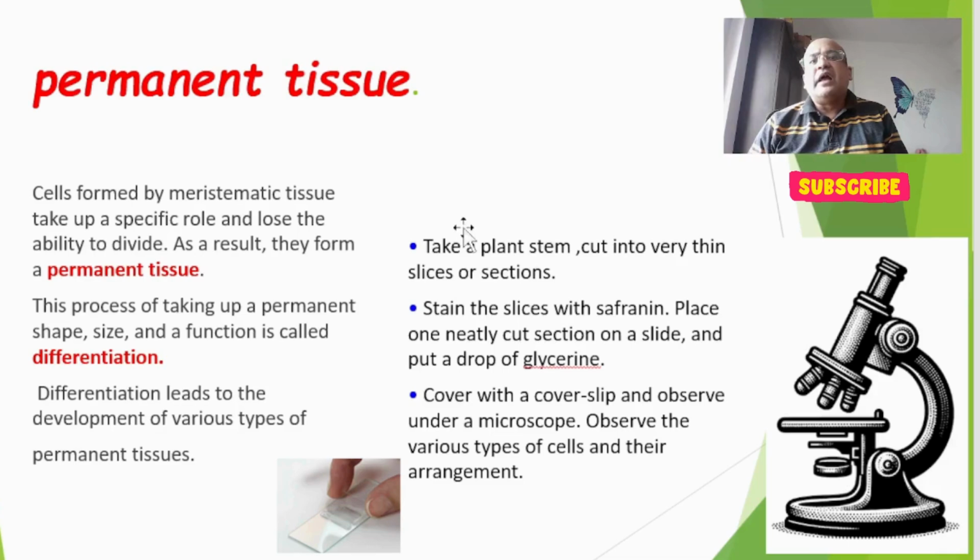Now let us do one activity. We need to take a plant stem, cut it into very thin slices or sections, stain the slices with safranin, which is a dye, place one neatly cut section on the slide and put a drop of glycerin. Cover with the cover slip, and observe under a microscope. Observe the various types of cells and their arrangement.